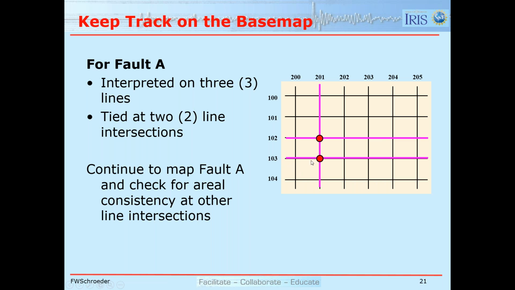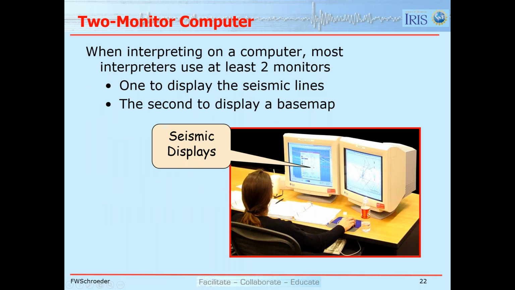We can keep track of our interpretation using a base map, either paper or on the computer screen. I first interpreted line 103, then line 102, then I looked at 201, and I can put a symbol here, a red circle, to indicate that fault A is tied, has the same two-way time value at this intersection, and it also has the same time value at that intersection. And so we can work around the grid, building out from a starting point and making sure that all of the faults that we are mapping are areally consistent.